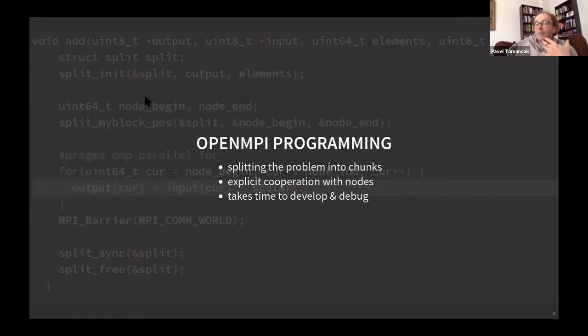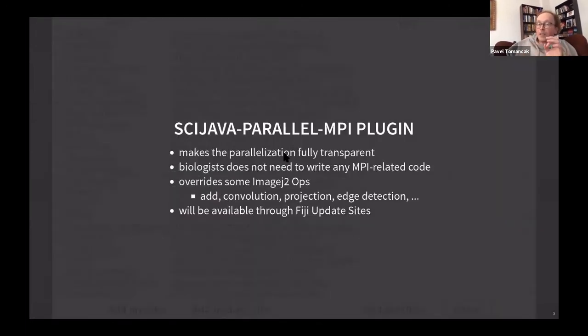So now this completely abstracts it. I think the computer science people like to say that it's fully transparent, but I'm not 100% sure, right? You as biologists will not need to write any MPI related code. We have developed a new version of the ImageJ Ops and their syntax will not change. I will show you that. Eventually, when it's completely finished, it will be available through an update site and hopefully it will become actually useful. Right now, it's still a kind of experimental thing.